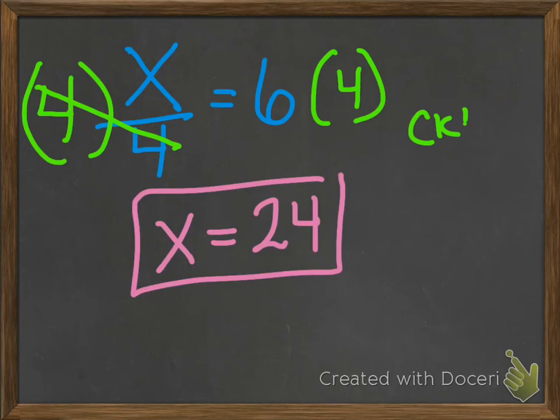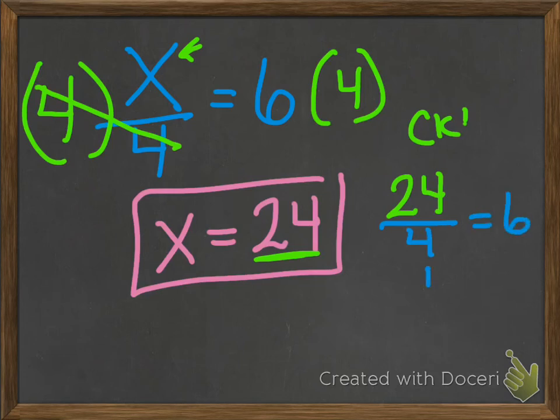Let's check our answer. So we're going to substitute the value 24 for our x. So we're just going to plug in 24. Instead of writing x, we write 24 in our problem. 24 divided by 4 equals 6. So 24 divided by 4 is 6. So our answer is correct.